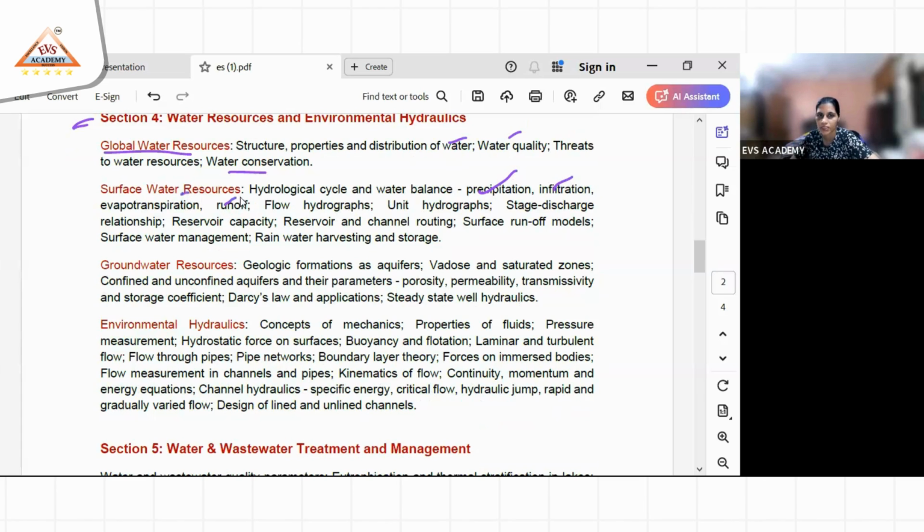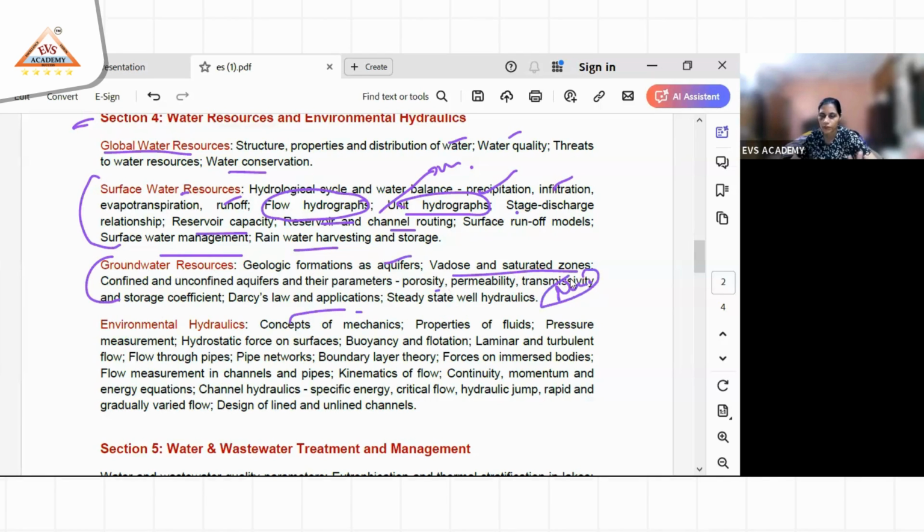Infiltration, evapotranspiration, runoff, hydrographs, unit hydrograph. This is the numerical portion. Also stage discharge relationship, reservoir capacity, reservoir and channel routing, surface runoff model, surface water management, rainwater harvesting, and all these things. So this portion covers the surface water. Next portion covers the groundwater, in which we see the types of aquifers. Okay, these are the different zones present in the groundwater resource: confined and unconfined aquifer, porosity, permeability, Darcy's law and application. The numericals usually come from this portion also.